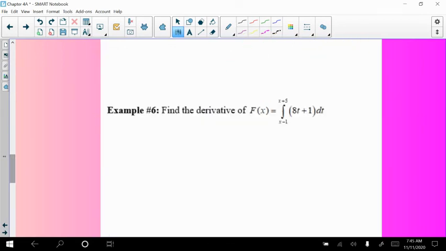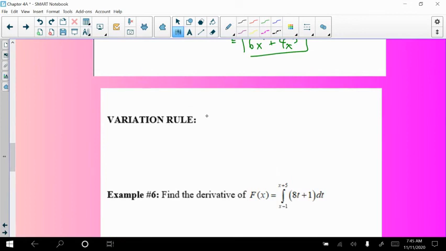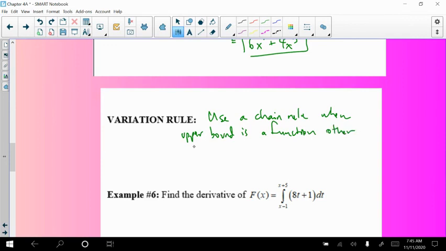Okay, so then I guess I would say for that variation, use a chain rule when upper bound is a function other than just x. And honestly, I should just say always use the chain rule, because that way, even if it's an x, the derivative of x is 1, so it's not like you're going to be wrong, right? So use a chain rule when upper bound is a function other than just x.